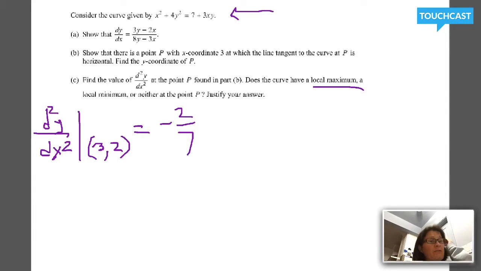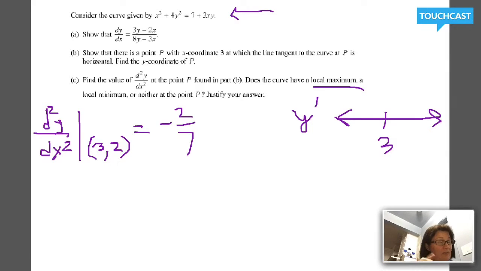You're going to think, I'm going to figure out at the place where x equals 3, does y prime change from positive to negative, in which case there would be a relative maximum? Does it change from negative to positive, in which case there would be a relative minimum? Or does it not change sign? Or was 3 not even a critical point, in which case it would have neither?